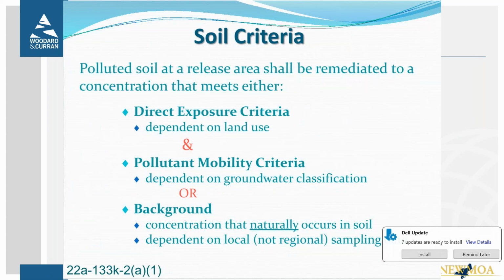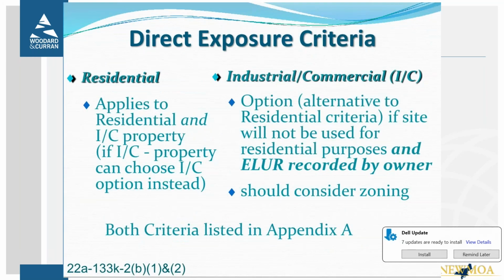So real quick, the way that they deal with the direct exposure criteria and the pollutant mobility criteria, the DEC, the direct exposure criteria, are those that are protective of contact, ingestion, et cetera. The pollutant mobility criteria are the soil to groundwater pathway numbers. And unlike New York, they don't have a stratified future use scenario. They have a binary one. It's either residential or it's industrial commercial. And the residential would be akin to the unrestricted version in New York. And the industrial commercial would require that environmental land use restriction, that deed restriction, in order for it to be enforceable going forward.